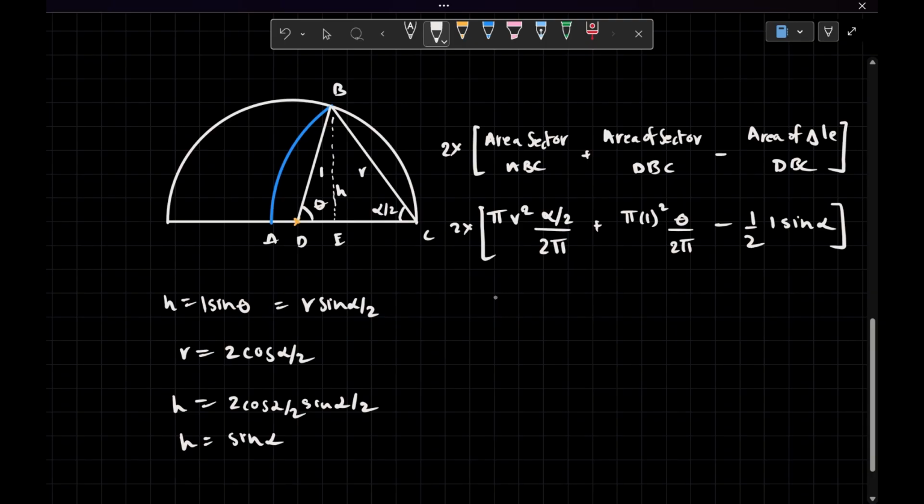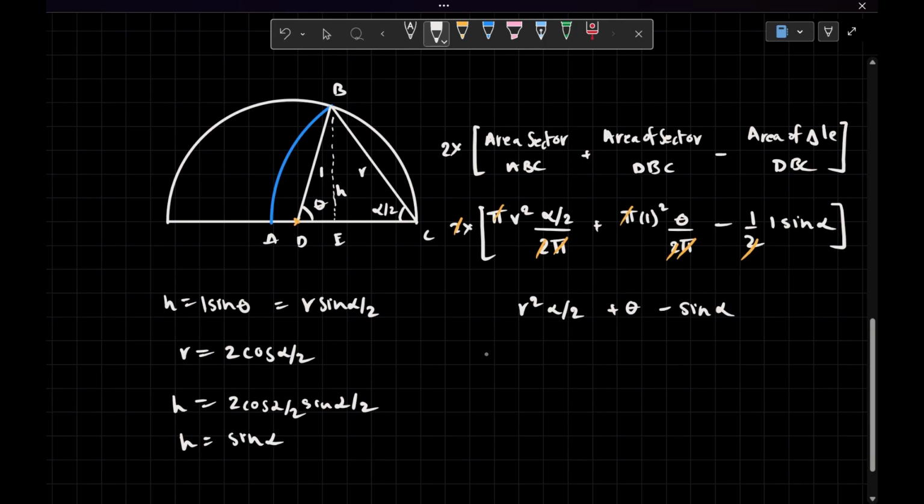Okay, so here you can see there are plenty of things that are in common. You can cancel the 2 with all the 2's in the denominator, and we don't need pi on numerator and denominator. And yeah, so this will reduce to this equation: r square into alpha by 2 plus theta minus sine alpha. Okay, again you make use of this equation and replace r with this equation.